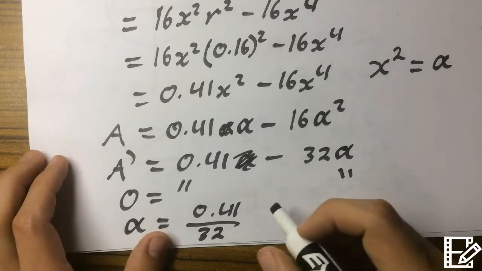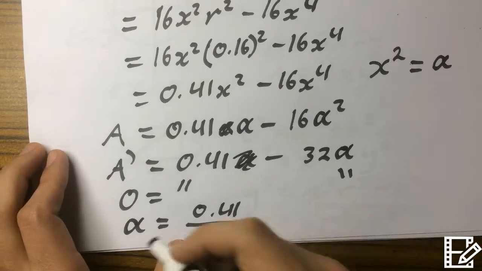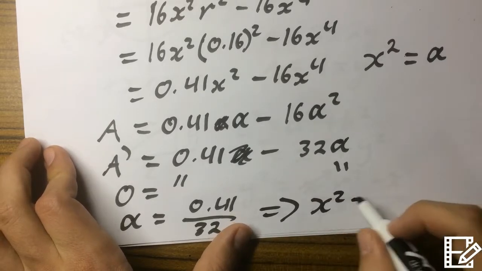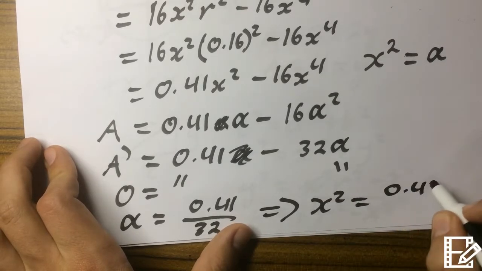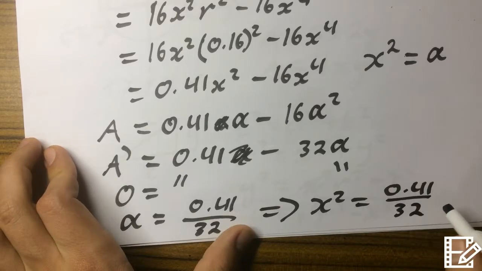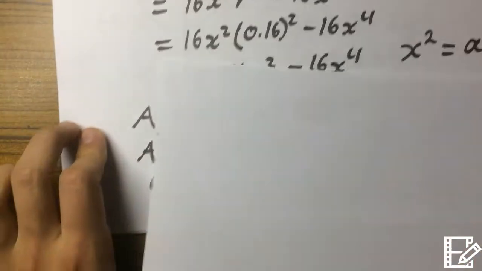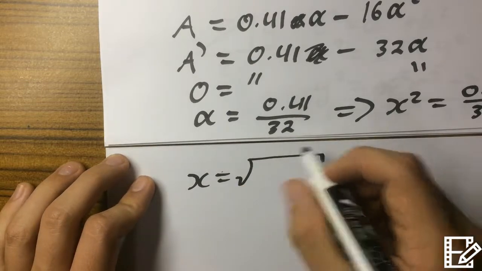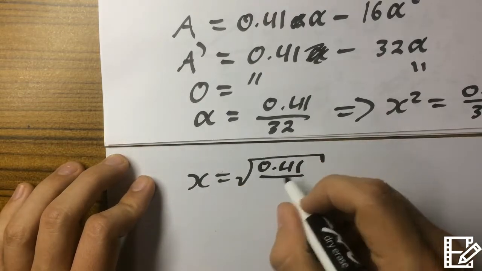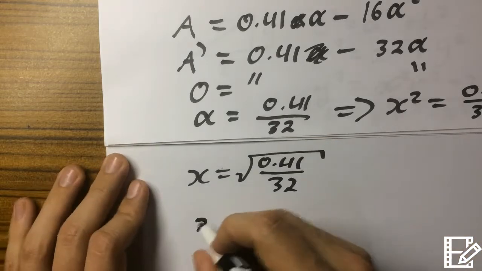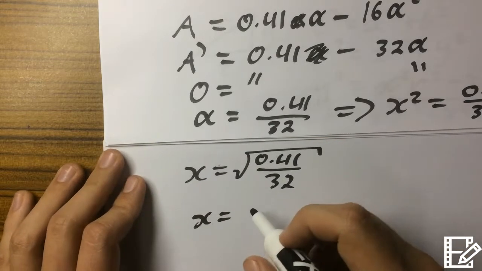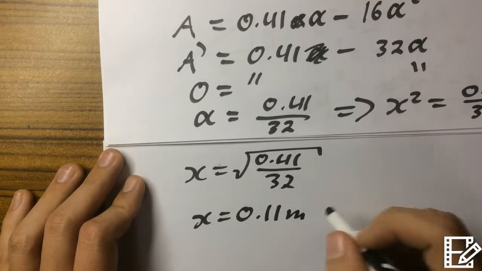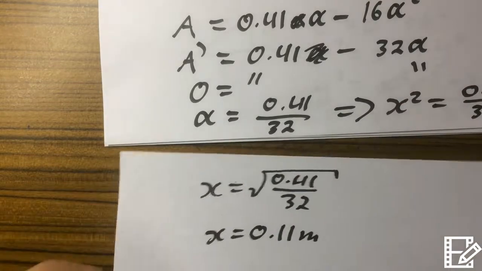Anyway, so alpha is equal to x squared. So x squared technically is equal to 0.41 on 32. So if we want to find x on its own, we have to square root 0.41 on 32. That means x is equal to, if you put that in your calculator, roughly 0.11 meters, which is 11 centimeters.